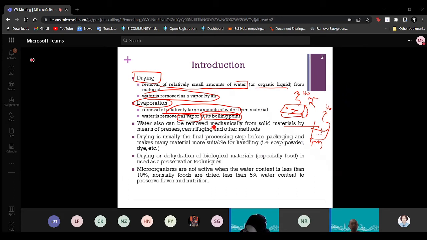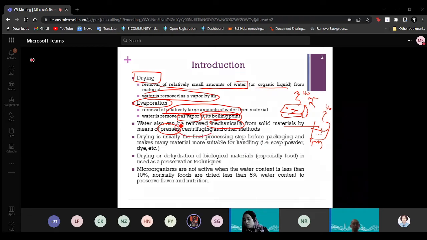Okay, other than that, you can use mechanical means, for example presses, you press. Like when you do laundry, washing clothes. Say you don't have a spinner. So you have to wring it. So you press, you remove that water. Your objective is to remove water. Yes, you achieve that. Alright?